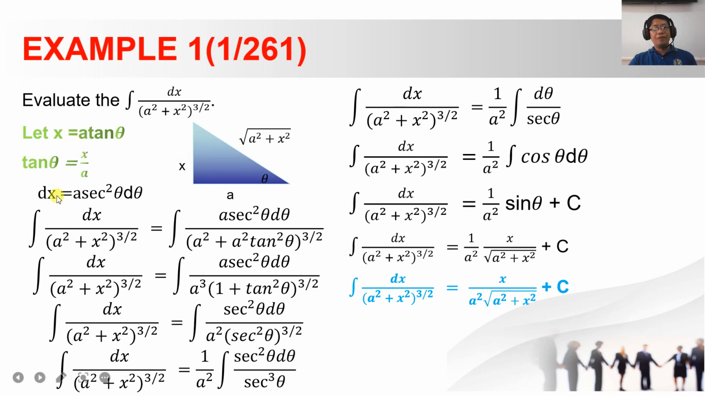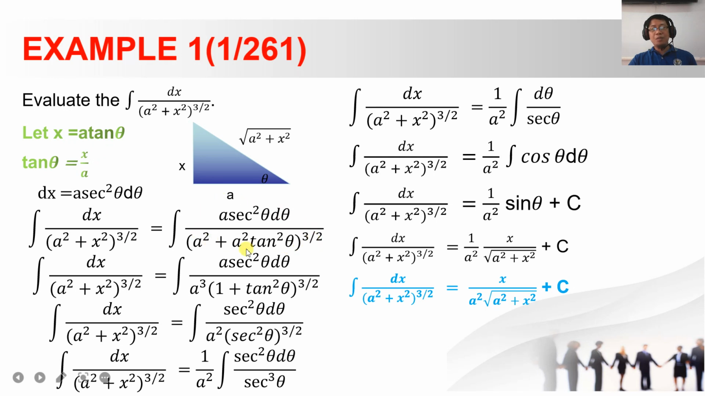Okay, so after po ng differentiation, ang next step is change variable po tayo. Okay, substitution. Yung dx, meron ng new value, a secant squared theta d theta. Ipa-plug in na natin dito. Then, yung a squared plus x squared, since ang x ay a tangent theta, squared mo siya, that is a squared tangent squared theta raised to 3 halves.